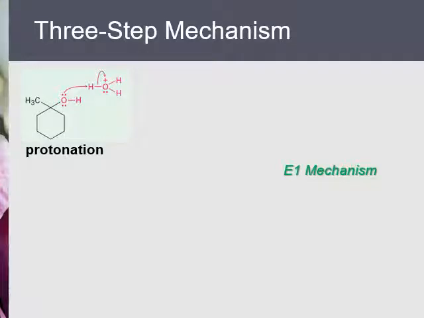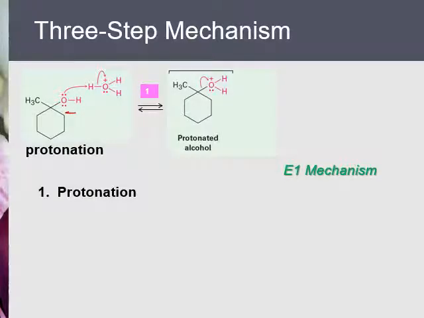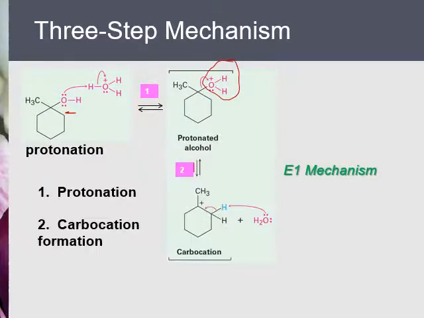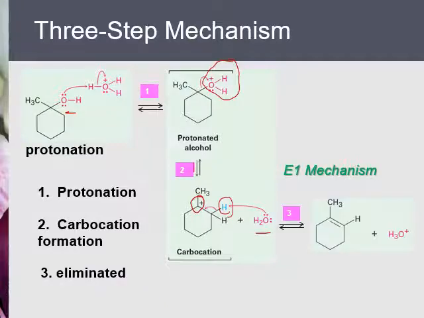Here shows the three-step mechanism. The hydroxy group in acidic condition is first protonated. A better leaving group is formed. Next, the leaving group leave forms a carbocation. Water serves as a weak base. Water deprotonates a hydrogen atom adjacent to the carbocation. A double bond is formed.